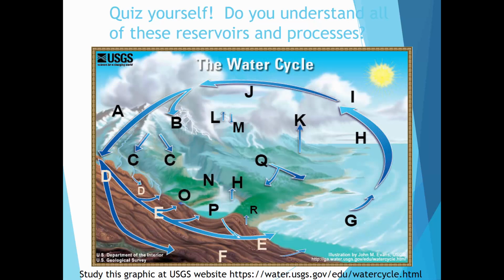Okay, so there is a nice quiz graphic that you can use on the USGS website that I mentioned earlier, where it doesn't label all of these processes, and so you can quiz yourself and then go to the website and it'll tell you what A, B, C, and D are on this graphic to help you remember. So I encourage you to do that if you would like to memorize all the different processes in the water cycle.